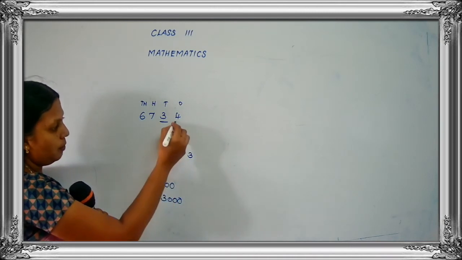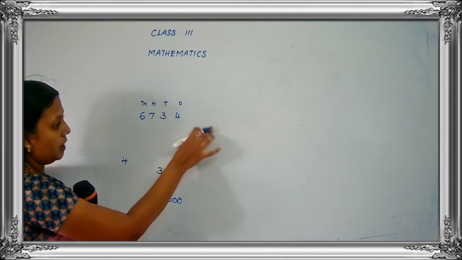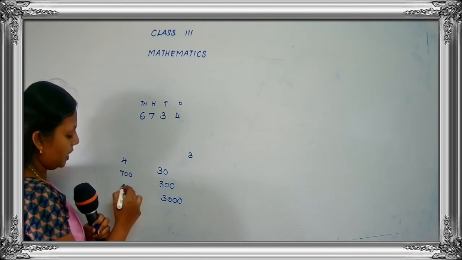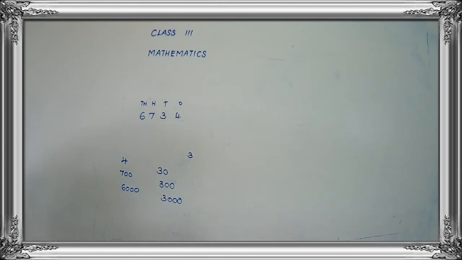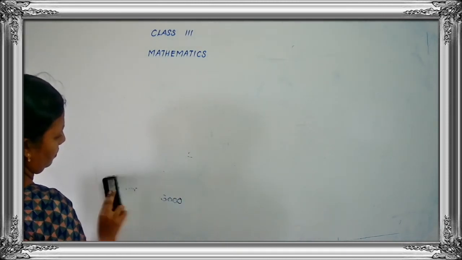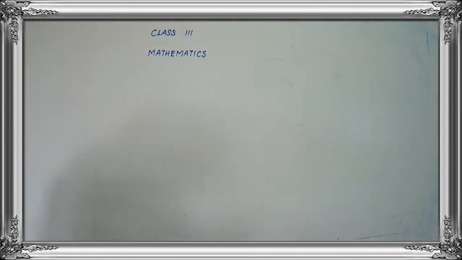Here 4 is in ones place, so 4. We want to calculate the 7: 7 is in 100 place, so we want to write 700. Then 6 means 6000. Do you understand, children? Now we have to see some examples.